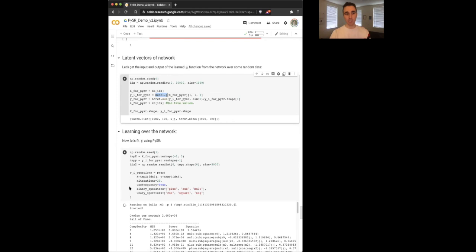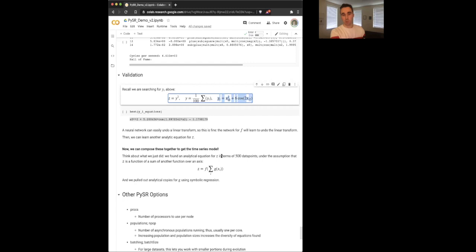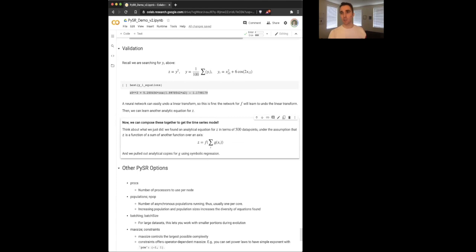And we actually recover the same equation that went into the time series. Just to emphasize, this is a 500 dimensional problem, and we're getting an equation out of it, an analytic expression that describes the output, if we assume this inductive bias. So it looks like it's over two. You can go through this on your own time.